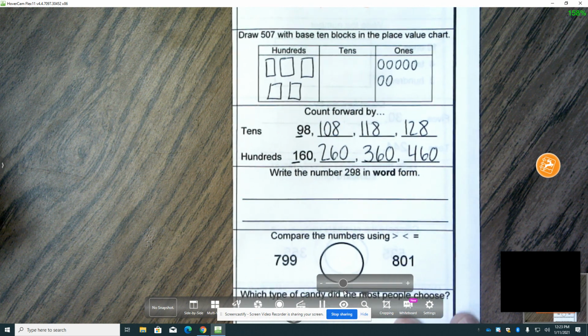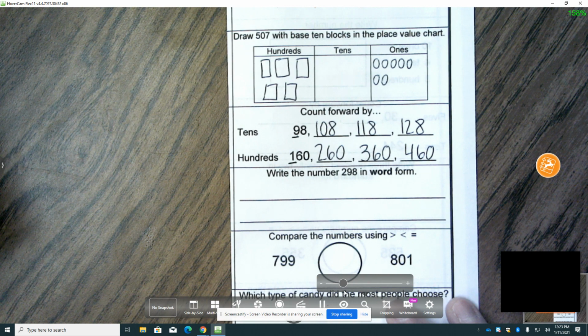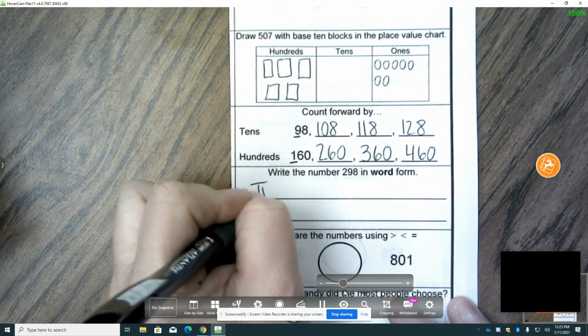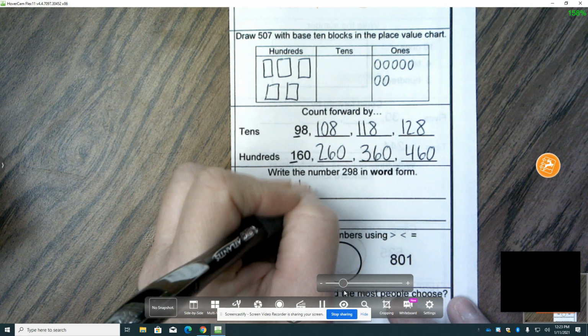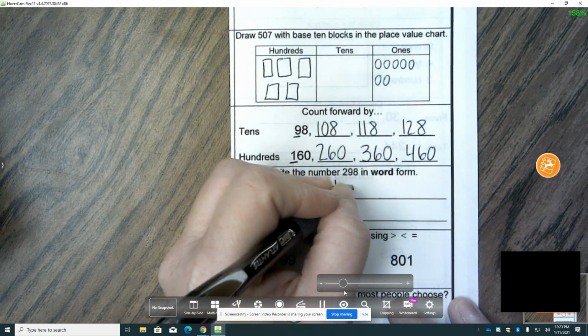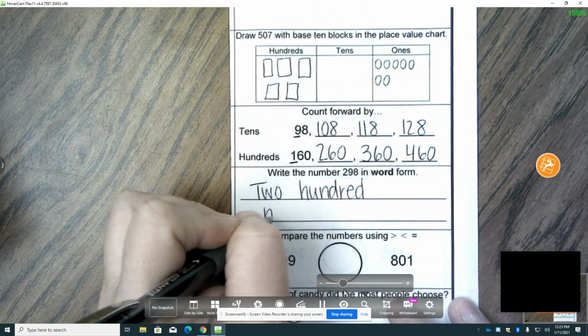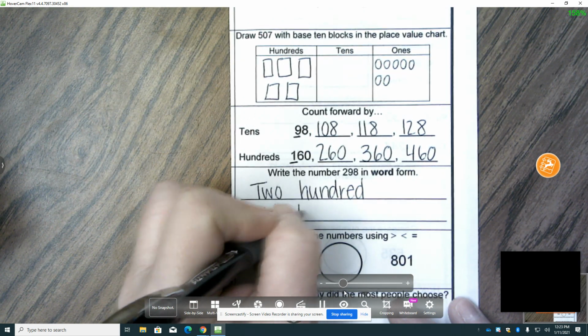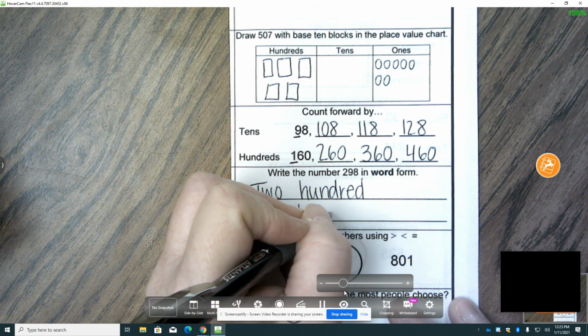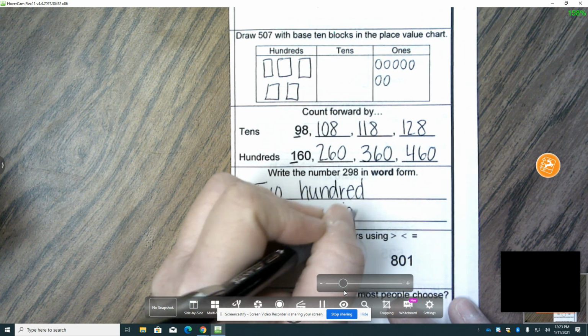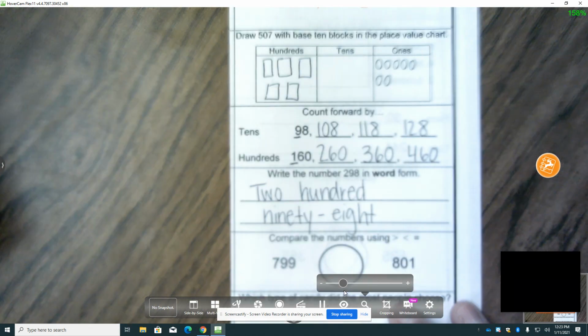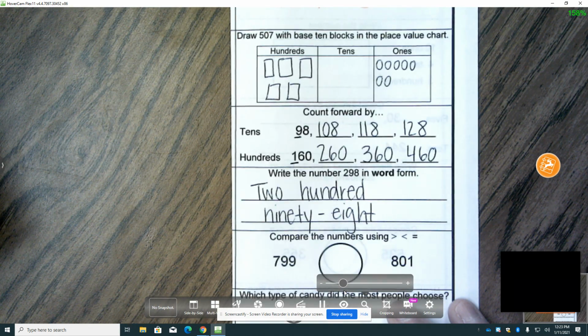All right, the next one tells us to write the number 298 in word form. That means we are going to spell it out. So we have 290, a hyphen between our 10s and our 1s, 8. The more practice you do at writing it, the better you will be able to spell it. But right now you don't have any resources to look at, so you may just have to sound that out.